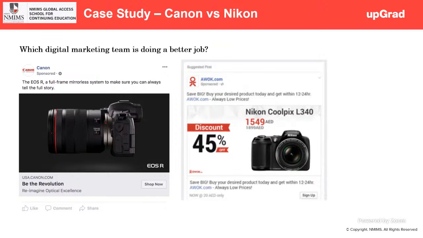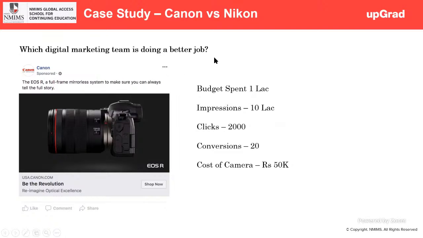Now, both teams are running their ads. Let me show you some numbers. Let's say the first team, the Canon team, in a month is spending 1 lakh rupees. They're getting 10 lakh views, so 10 lakh people have viewed the ad. Out of these 10 lakh views, 2,000 people have clicked on shop now, and 20 people have actually completed the purchase. They have converted. The cost of the camera is 50,000, the selling price of the camera. So at 50,000, 20 cameras were sold by Canon.